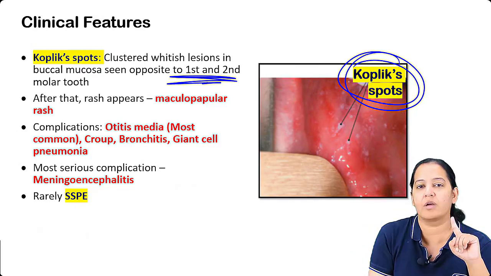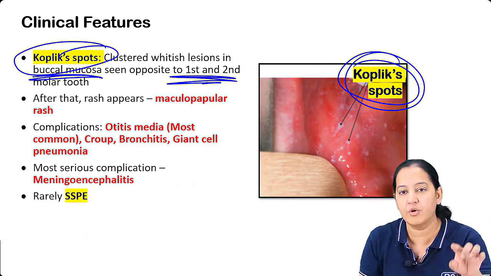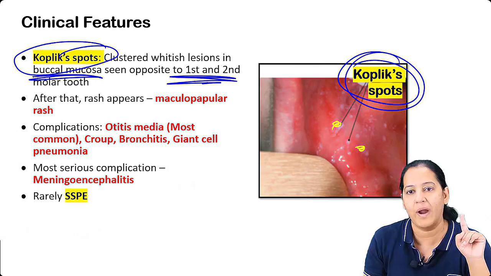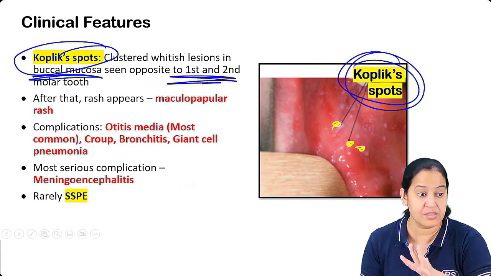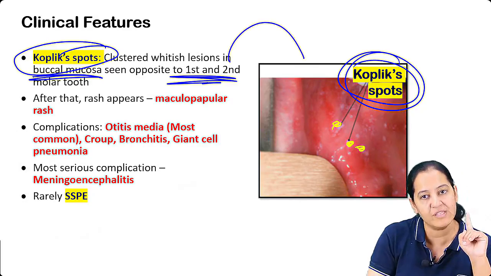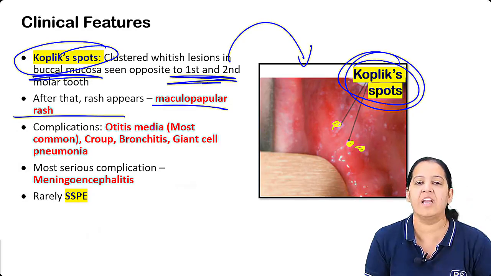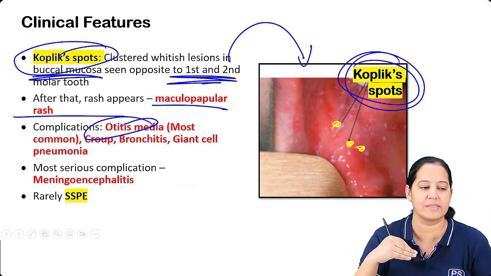In front of the first and second molar tooth, on the buccal mucosa, whitish spots are there. Can you notice the white colored spots? The white colored spots in the buccal mucosa in front of the molar teeth are known as Koplik spots. So always first Koplik spots occur. After that, the maculopapular rash, second. And number 3, otitis media. Learn the sequence, right?